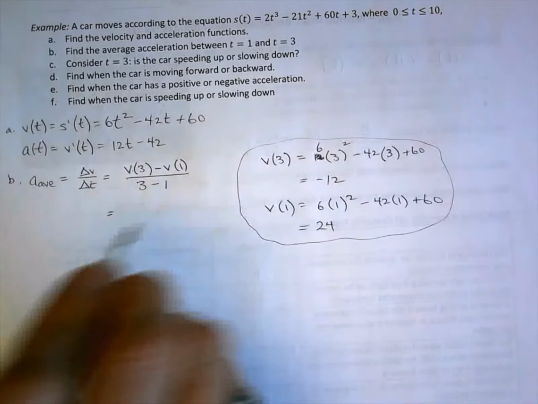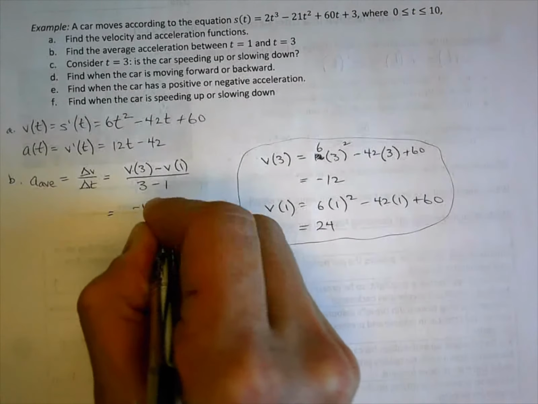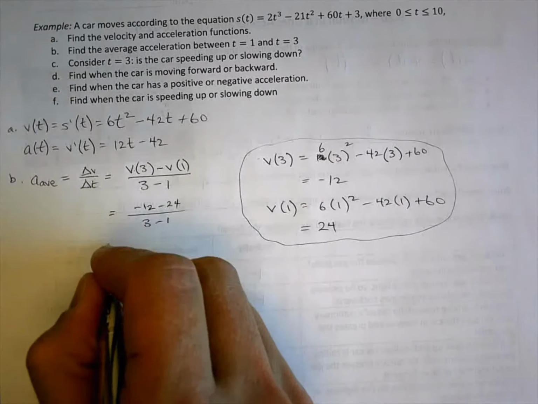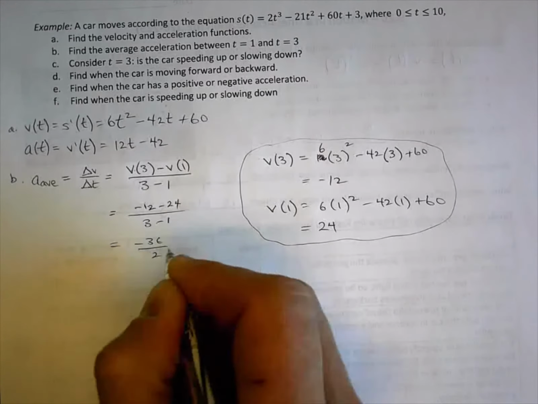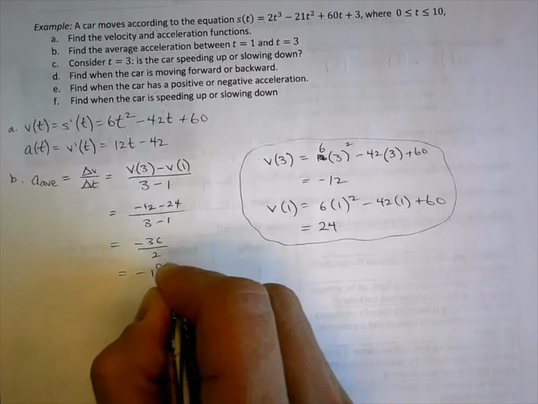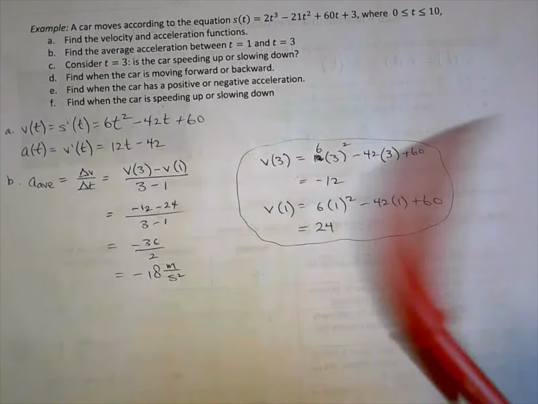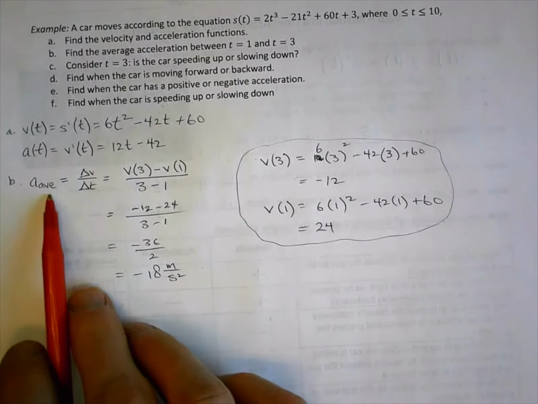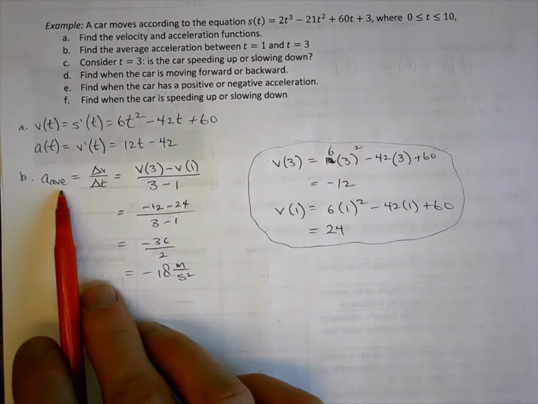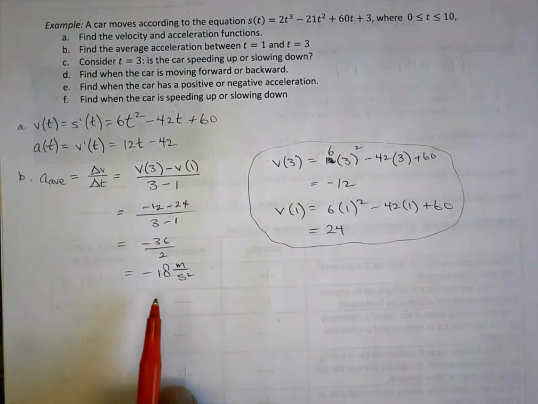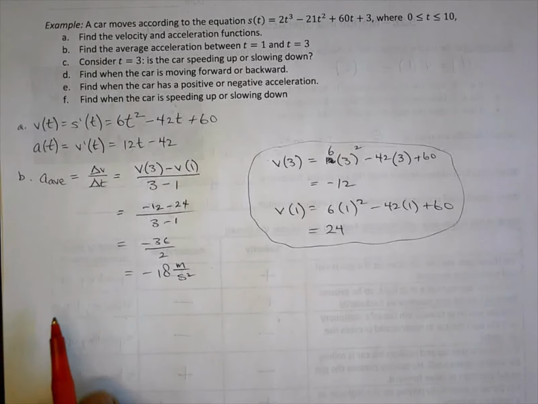So that means I have negative 12 minus 24 over 3 minus 1. So I get minus 36 over 2, so that gives me minus 18 meters per second squared. Again, if you want to think about this, the average acceleration between 1 and 3 is negative. So the car is accelerating backwards during this time.